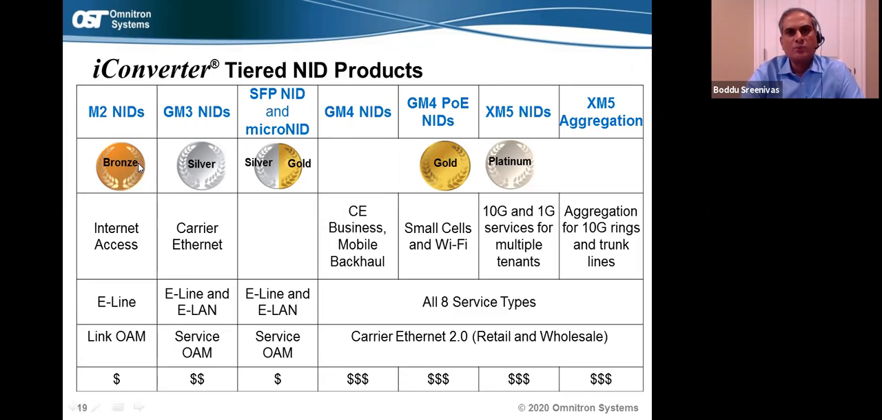As we move up the food chain, that's where our premium CE 2.0 certified NIDs come into play, the GM4 and XM5 NIDs. So these would be more for your premium customers, assured Ethernet services where they're paying you money to make sure that you're meeting an SLA and you also have the latest protection capabilities. So again, we have different price points and different functionality depending on the service provider and the end customer needs.